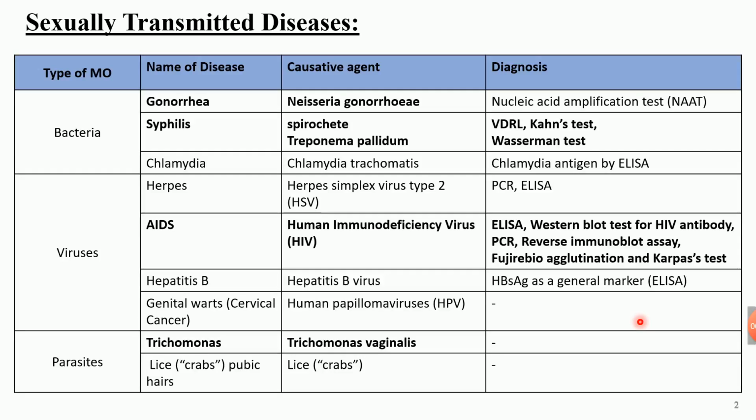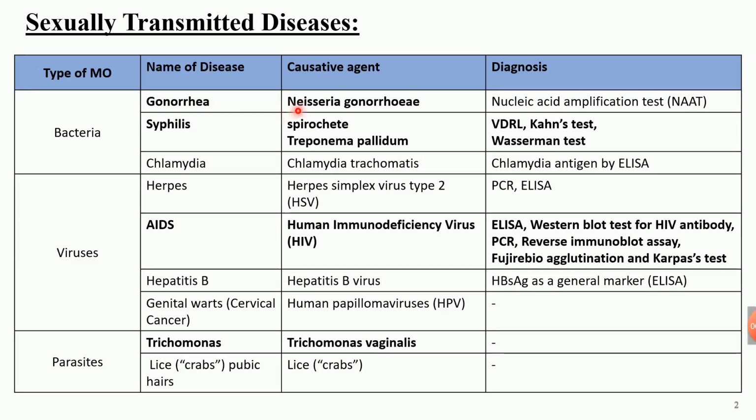First, what are sexually transmitted diseases? These are infections transmitted on sexual contact and can be caused by microorganisms like bacteria, viruses, or parasites. Here we have categorized these STDs into three categories. First, diseases caused by bacteria, then STDs caused by viruses, and third, those caused by parasites. First, we will see the sexually transmitted disease caused by bacteria, that is gonorrhea.